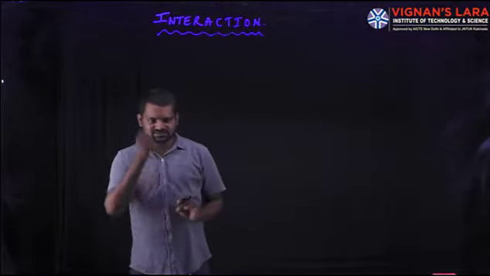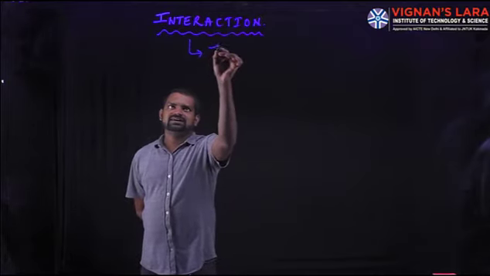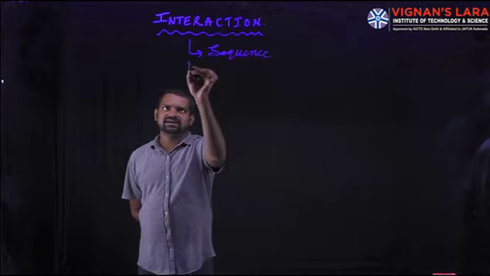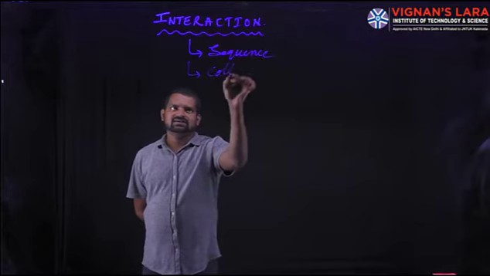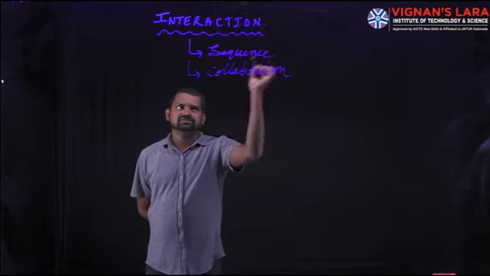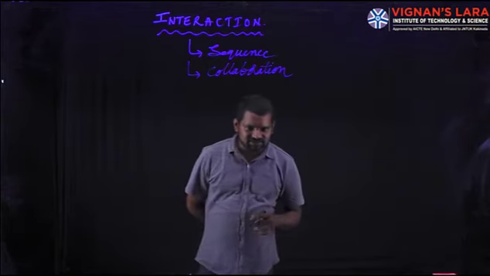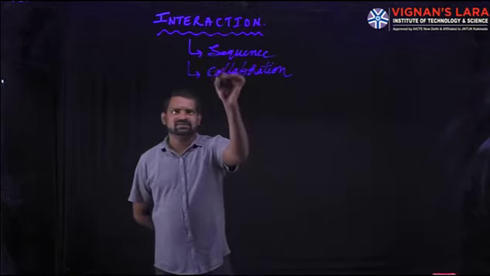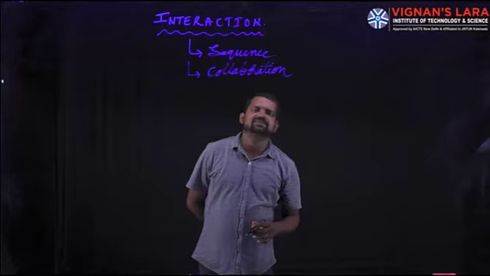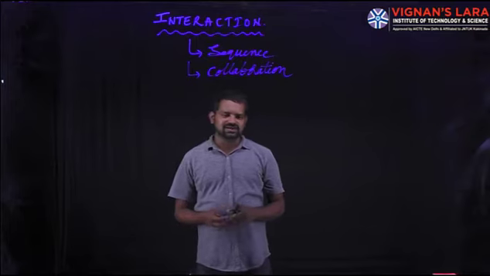In interaction diagrams, we are going to see the sequence diagram, and the second one is the collaboration diagram. First one is the sequence diagram and second one is the collaboration diagram. So let me see the sequence diagram.